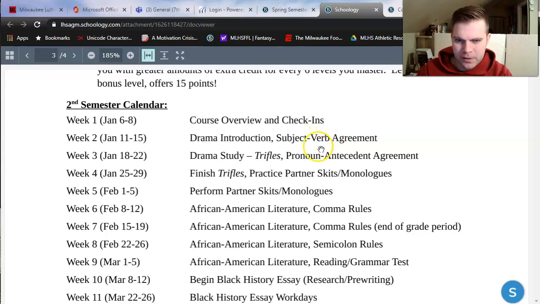So subject-verb agreement, we'll get some verb tense in there as well. Pronoun antecedent agreement too. And we're also going to do a couple of different ways to study plays. One is reading a short one together called Trifles. That'll be one where we get some acting practice in class, work on our speaking and listening skills. The other way that we'll do it big time is by doing partner skits.